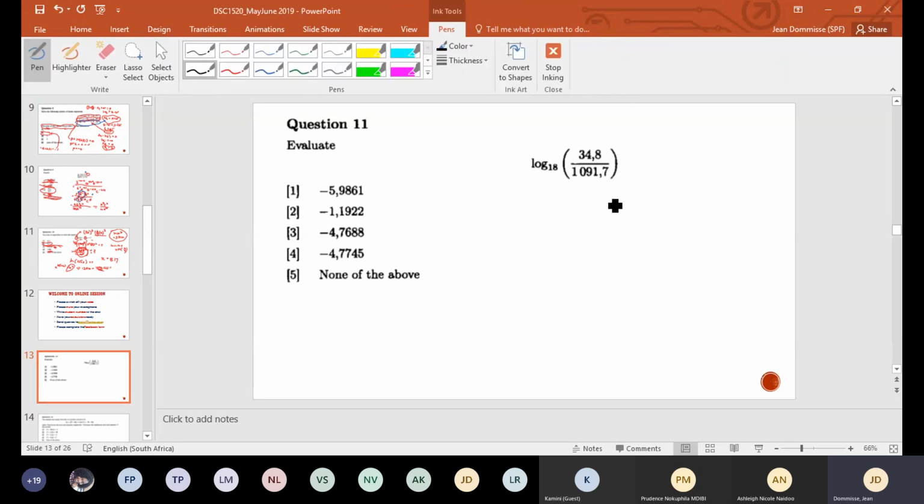The easiest way that I looked at it was to say, okay, let's first solve what is inside. So then the log 18 will stay like that for now. And what is inside was, if you divide 34.8 by 1091.7, you get 0.032.